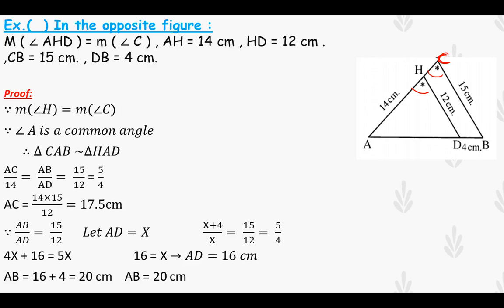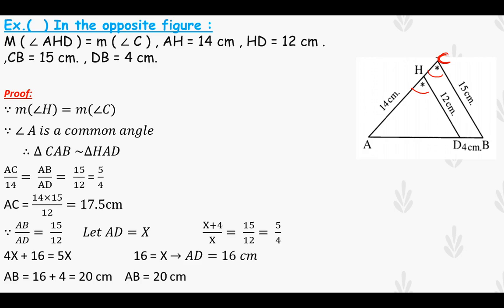Here it is not given to you that BC is parallel to HD. So here you have to focus that BC is not parallel to HD. It is not given in the problem. So we can't use this corollary in this problem.